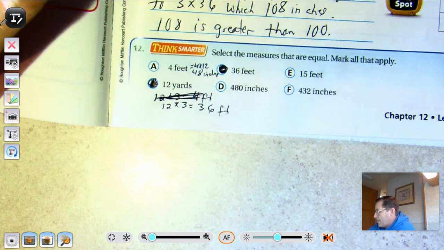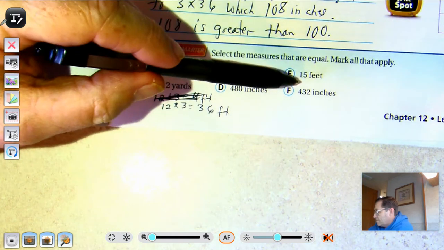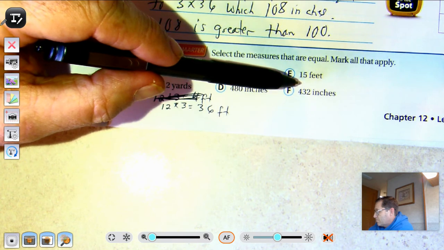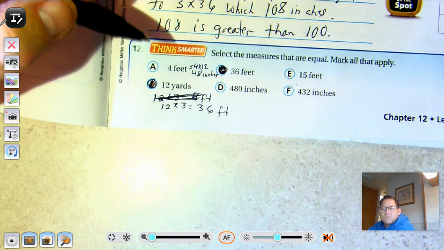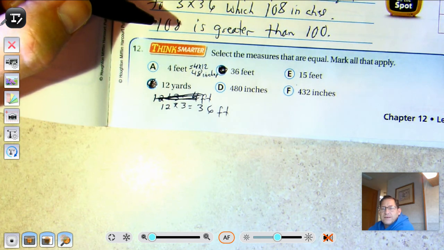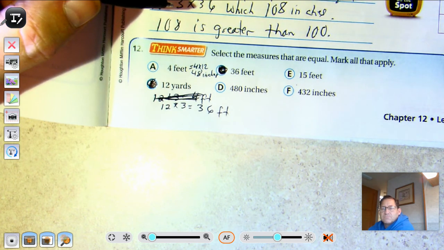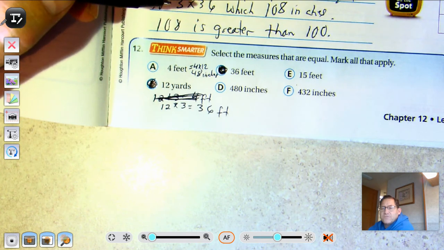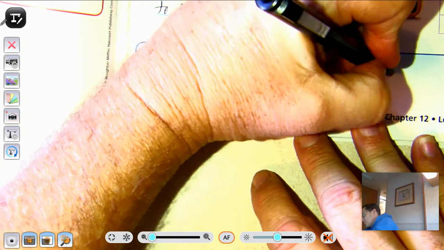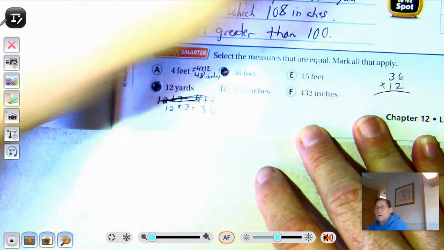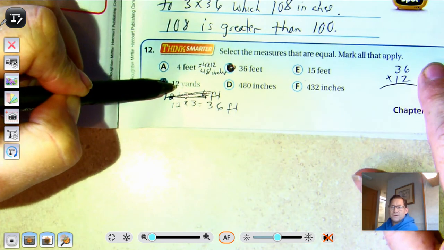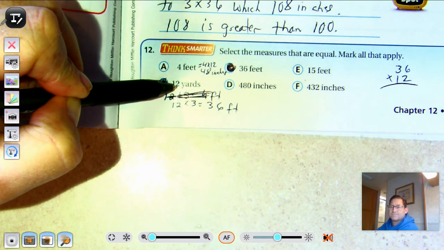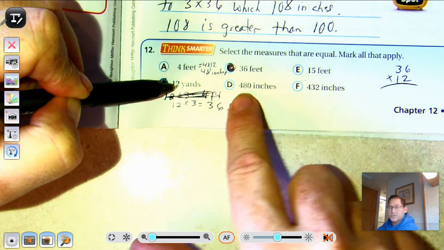All right. How about, I wonder what 432 inches is. Do you think 12 times 36? Because 36 inches in a yard, do you think that's 432? I don't know. Let's try it. 36 times 12. So what am I doing? I'm taking the 12 yards and I'm multiplying by 36. Okay, because that's the only way to get these larger numbers.